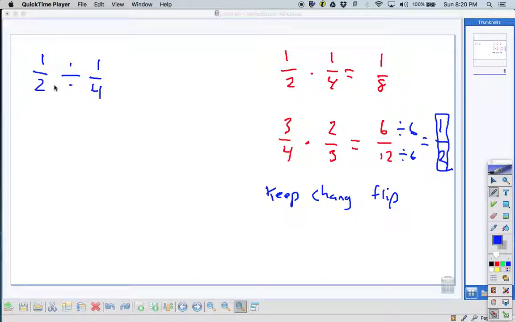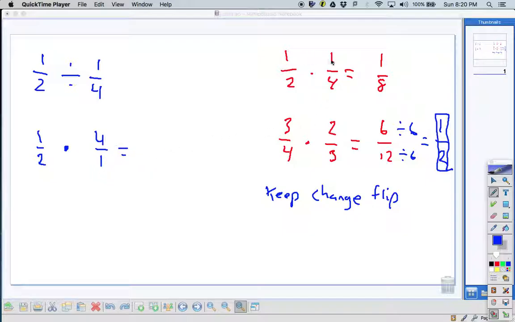Okay, keep means the first fraction, we keep it exactly as you see it. So 1/2 will stay 1/2. The change means that I'm going to take the division symbol and I'm going to change it to a multiply problem. So that's our change, division to multiplication. And flip means that we're going to take the second fraction and we're going to flip it upside down. In math, we call that taking the reciprocal. Okay, so we're going to flip it upside down, also known as the reciprocal. And now I have a multiply problem.